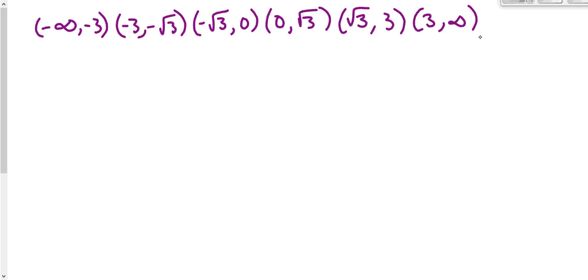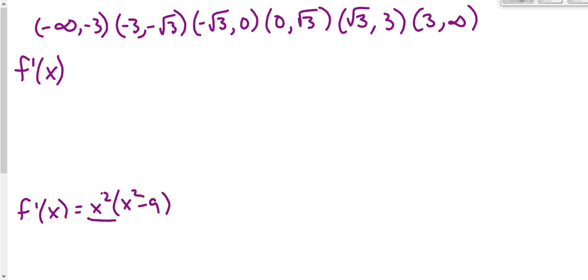Now pick a number in each interval. You don't have to say what number you pick. You can if you want to. Test it into the derivative and see if you get a positive or a negative. So let me remind you what the derivative was. The derivative was x to the fourth. Actually, it might be convenient if I write it in its factored form. So the numerator factors into x squared times x squared minus 9. And the denominator was x squared minus 3 quantity squared.